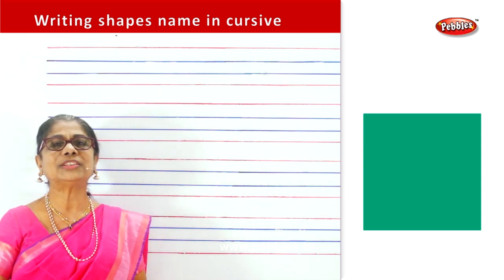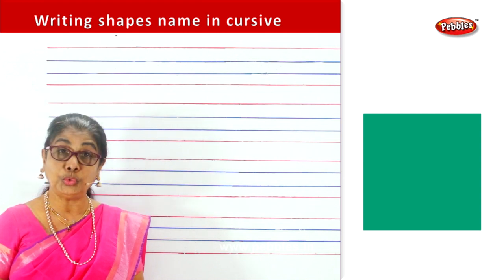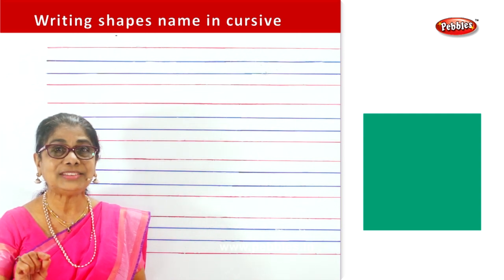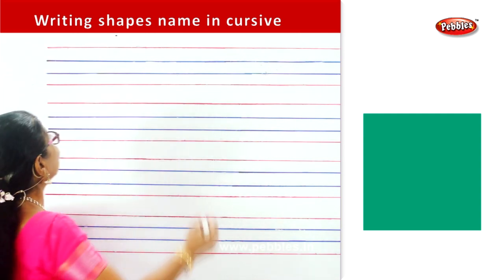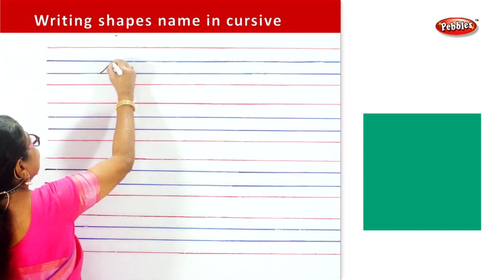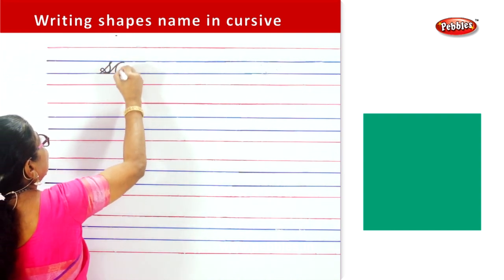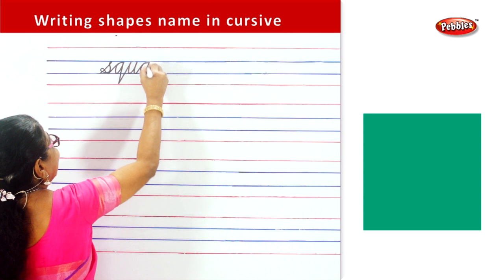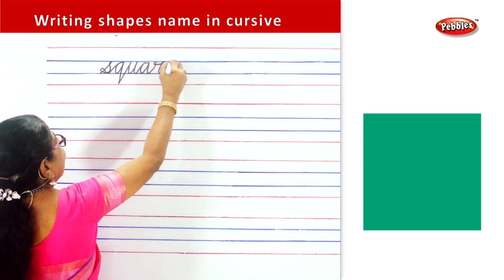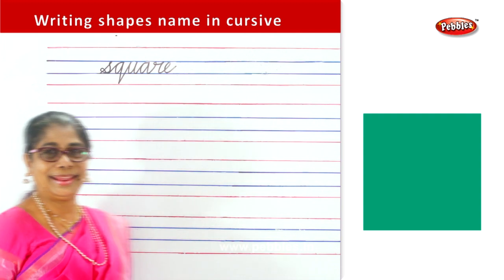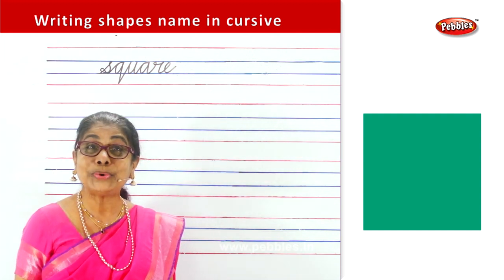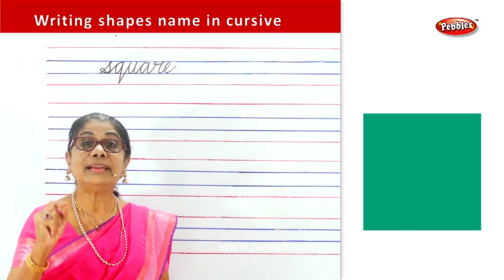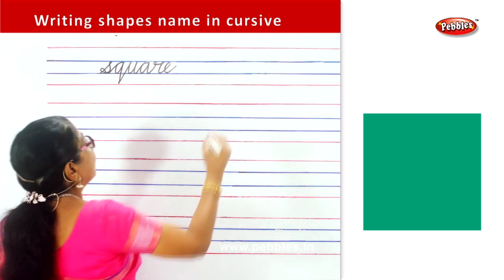Now, spell square. S Q U A R E, square. Let's write it. Good. S, Q, U, A, R E, square. Yes, you look at your maths notebook, you'll find lovely squares in it. Yes, good.